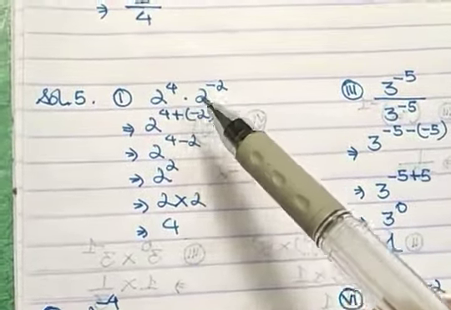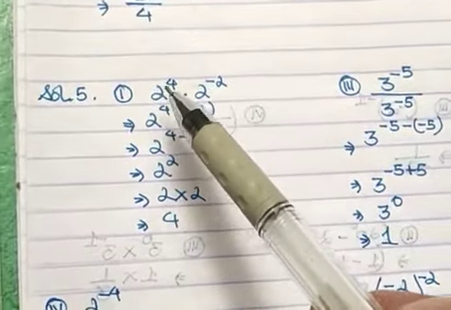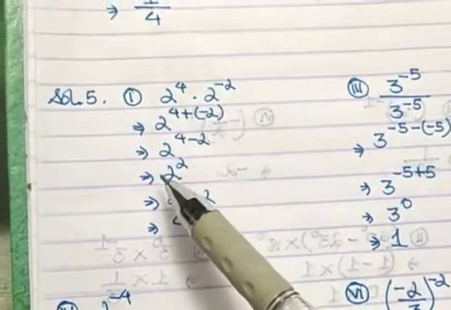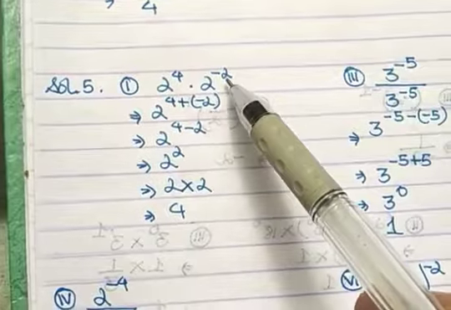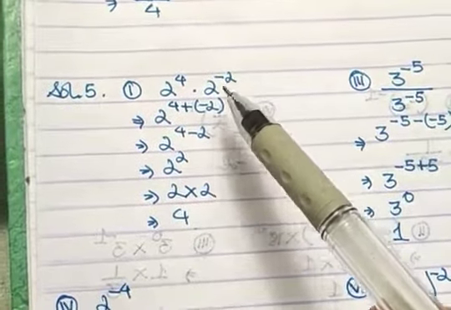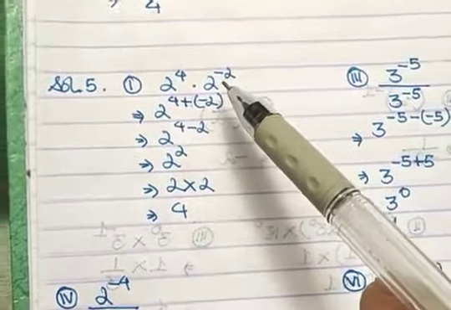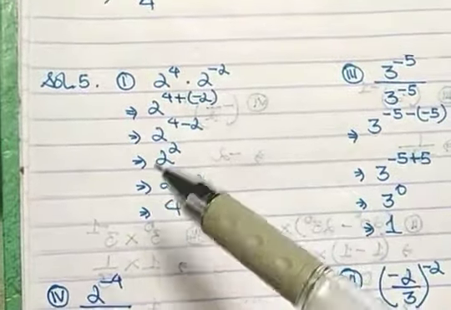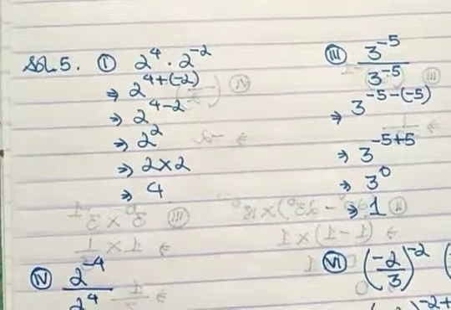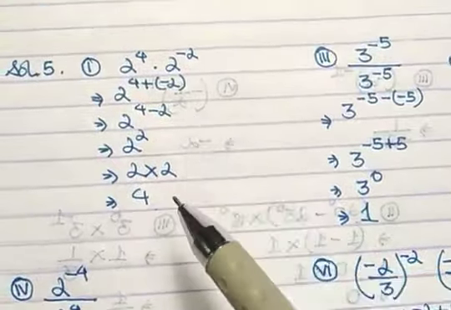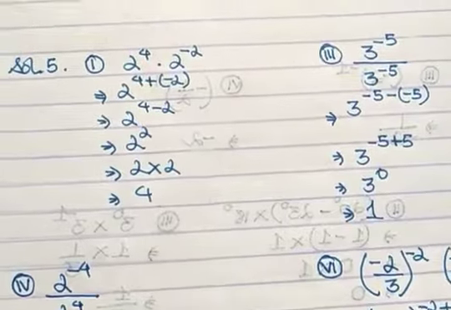So 2 to the power 4 into, this dot as I said means into, 2 to the power minus 2. e to the power m into e to the power n, so what is the expansion? e to the power m plus n, isn't it? The powers will be added. So 4 plus, since the second exponent was negative, I have used a bracket. Or you can simply reciprocate the term and then cancel also. You will get the same answer. So 4 plus minus 2, after opening up the bracket, 4 minus 2. 4 minus 2 is 2. So 2 squared means 2 into 2, that is 4.